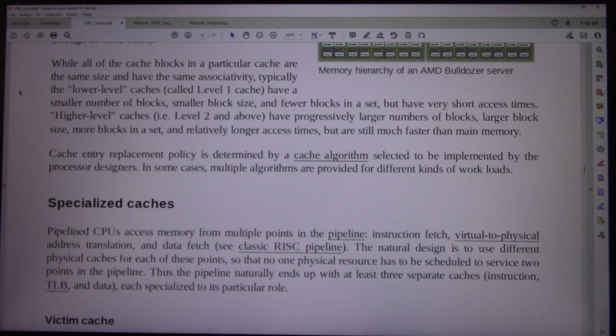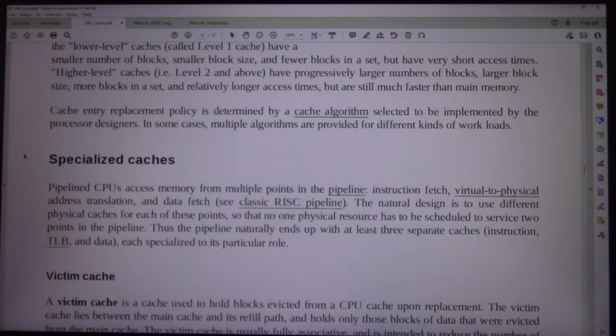Higher-level caches, i.e. Level 2 and above, have progressively larger numbers of blocks, larger block size, more blocks in a set, and relatively longer access times, but are still much faster than main memory. Cache entry replacement policy is determined by a cache algorithm selected to be implemented by the processor designers. In some cases, multiple algorithms are provided for different kinds of workloads.